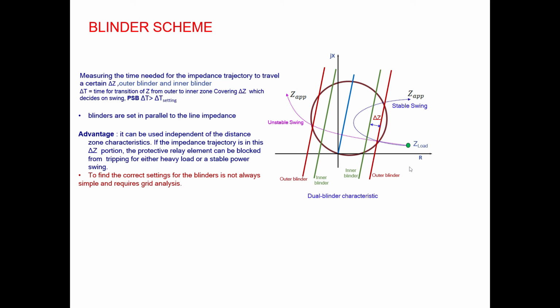And now the impedance locus, when it traverses from this outer blinder to the inner blinder, the time is noted down, and if that time is more than the time setting, the relay will detect it as power swing and it will block all the impedance protection zones. However, if that time is less than the set time, then your relay will detect it as a fault and it will not issue a tripping command.